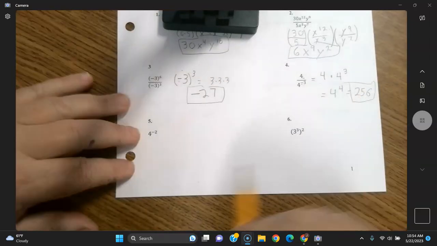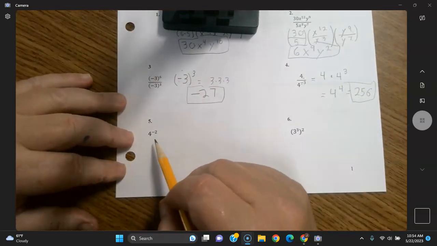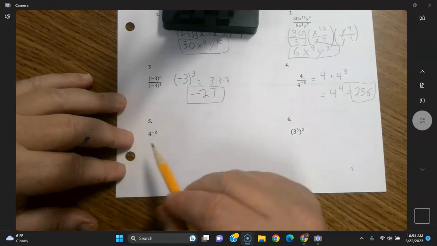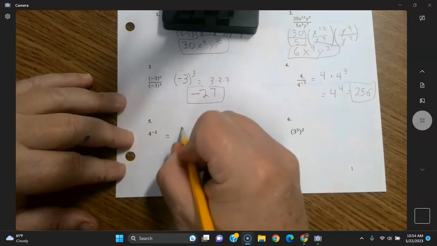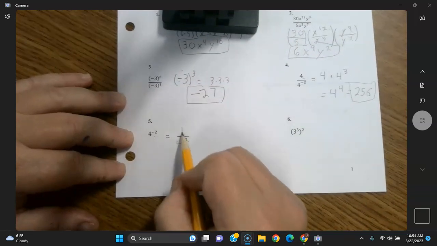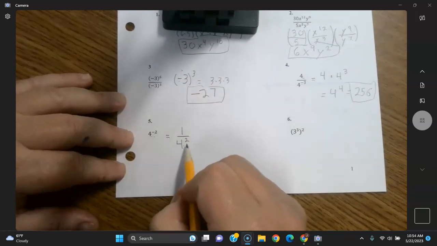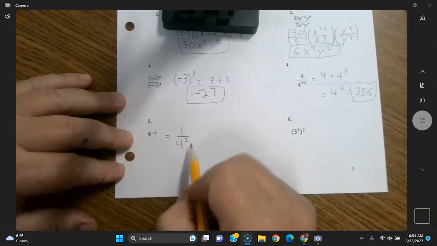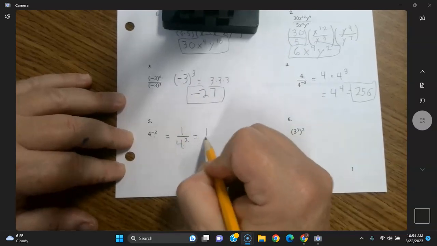All right. This one's pretty simple, but it's important that, again, you understand this principle of a negative exponent. This is going to equal 1 over 4 squared. So you take the reciprocal, 1 over this, and change the sign of the exponent to a positive. So that's going to be 1/16.